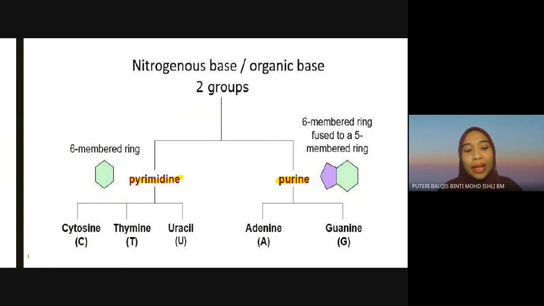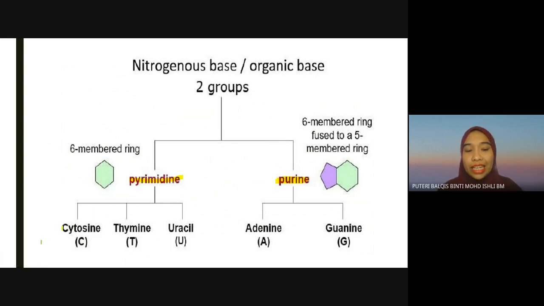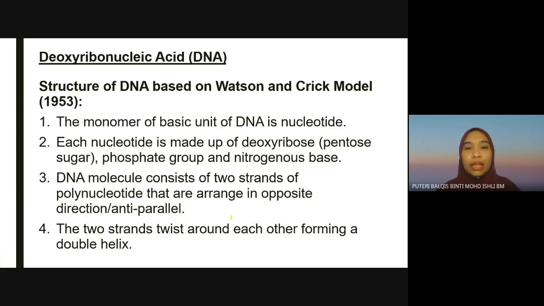Okay, for pyrimidine we have three bases: cytosine, thymine, and uracil. For purine we have A and G. Okay, for now we discuss about DNA. If we want to discuss about DNA, what are the four bases in DNA?